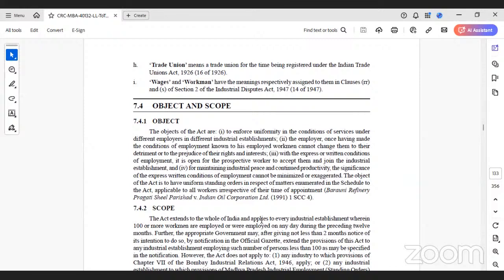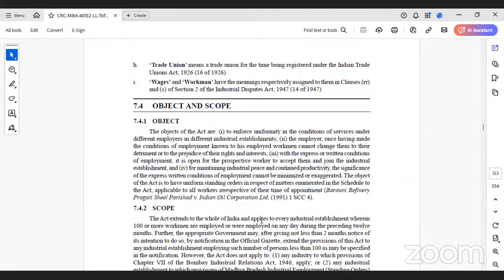and those conditions cannot be changed. The same conditions that were maintained at the time of the appointment should be there. I mean, the conditions which are known to the workman should be maintained and continued. And then you have the express or written conditions of the employment, where it is open for the prospective worker to accept and join the industrial establishment, and also for maintaining industrial peace and continued productivity. The significance of the express conditions is that they have to be termed in the employment, and they cannot be minimized or exaggerated. Okay, so the major purpose of this act is to bring uniformity.